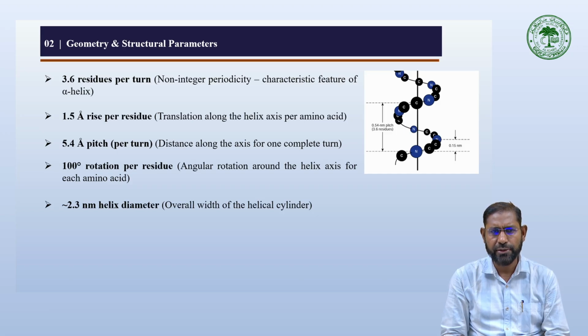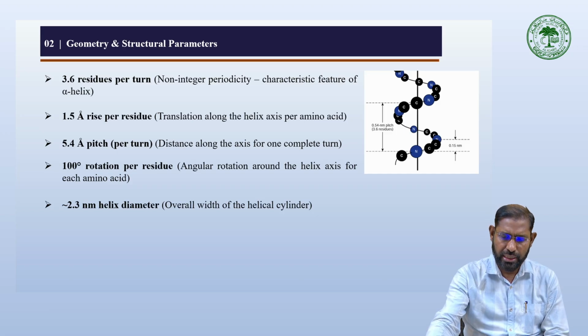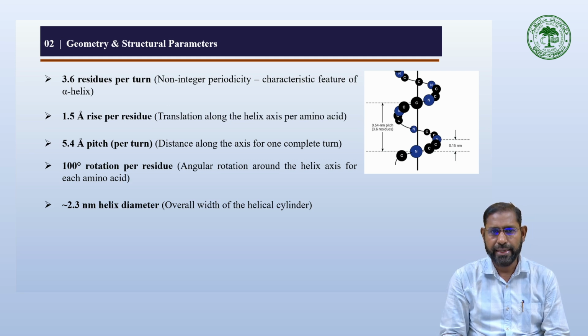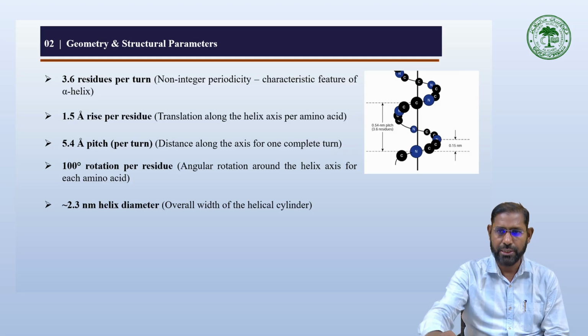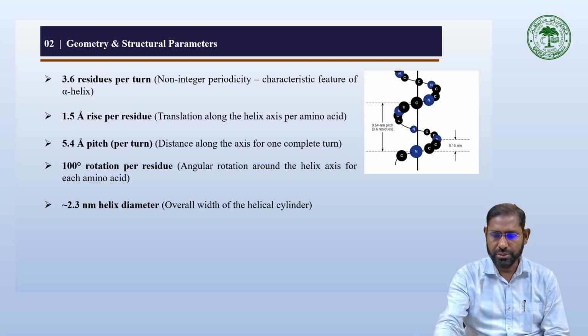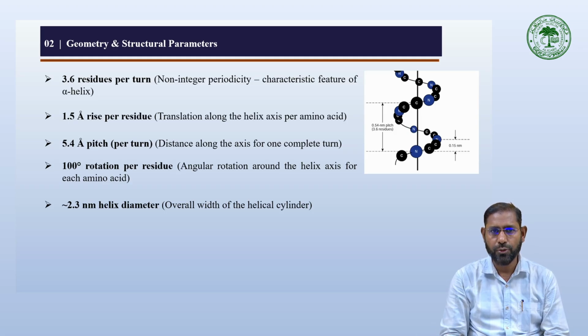Then there is a 5.4 angstrom pitch, meaning each turn spans a distance of 5.4 angstrom along the axis for one complete turn, and it has 3.6 residues. The rotation per residue is 100 degrees, the angular rotation around the helix axis for each amino acid. The diameter is 2.3 nanometer, the overall width of the helical cylinder.